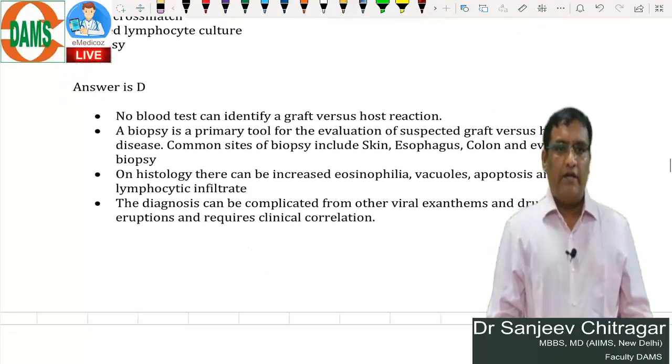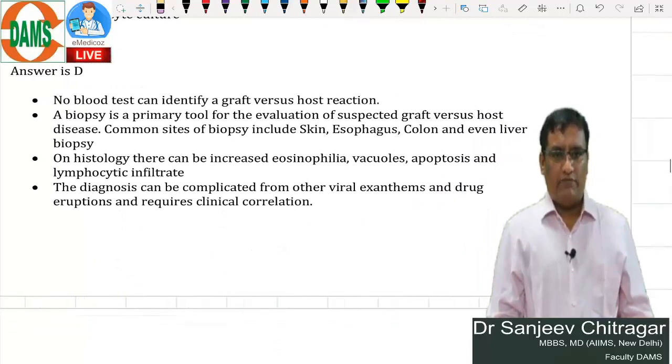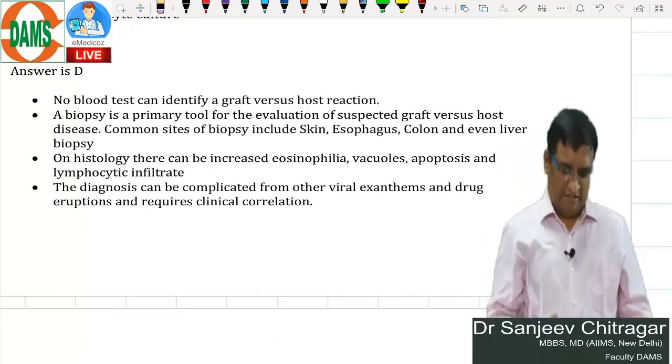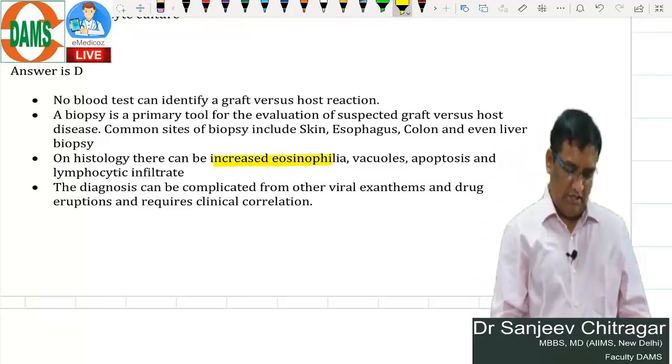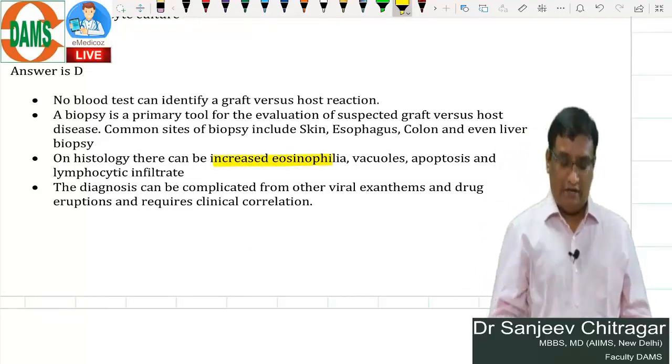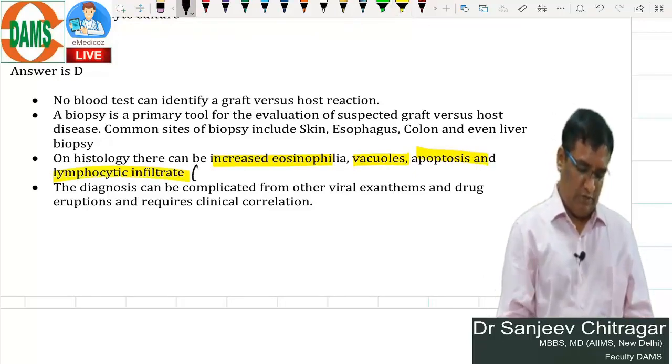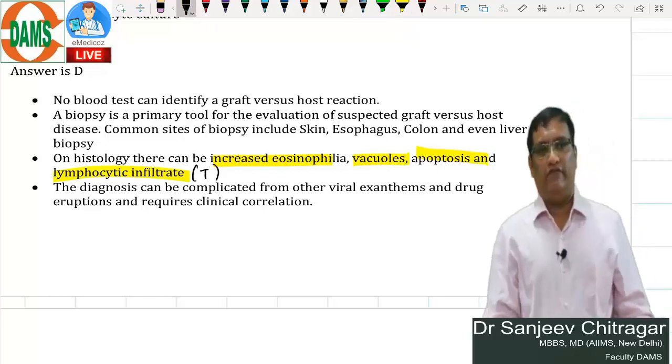Now on biopsy, what do you see? There will be death of cells. Basically the T cells will be infiltrating into those organs and killing them. So on histology, there is increased eosinophilia. If we remember, it will be an irreversible cell injury. Vacuoles, apoptosis can happen, and lymphocytic infiltrate, and these lymphocytes will be predominantly a T lymphocytic infiltrate.